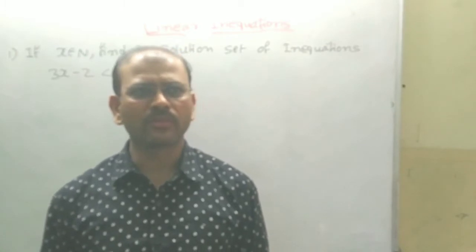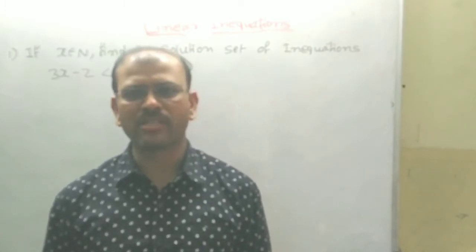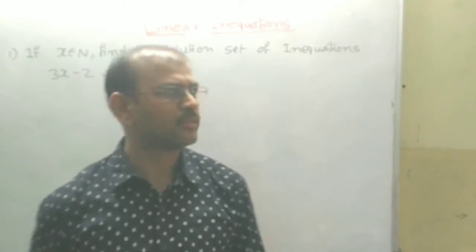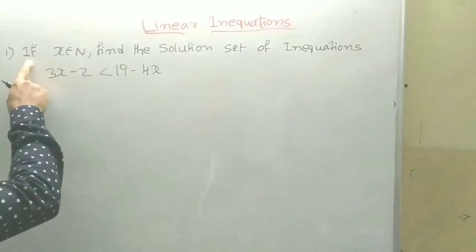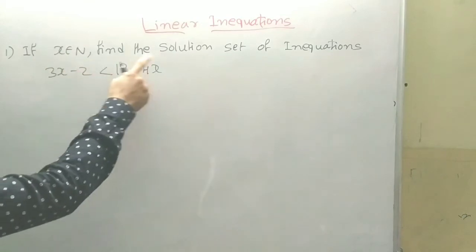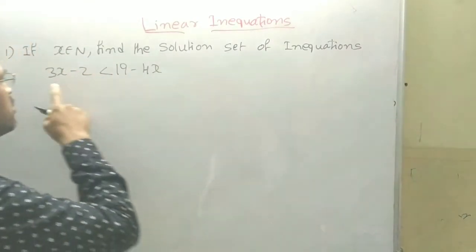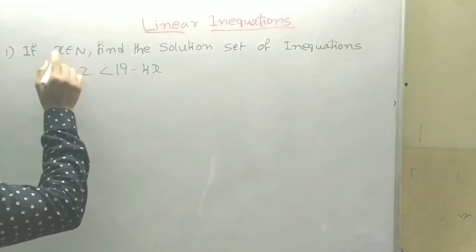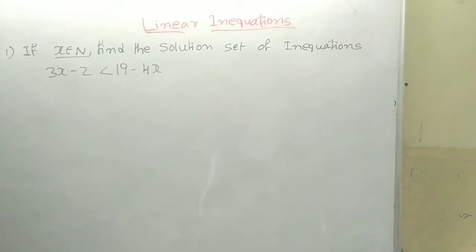Before you watch this video, I suggest you watch the previous video so that you can better understand it. Now, the first question says: if x belongs to N, find the solution set of the inequation 3x minus 2 less than 19 minus 4x. Our x belongs to N. We have to solve this inequation.